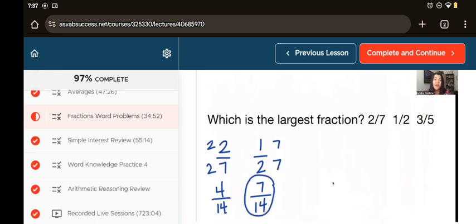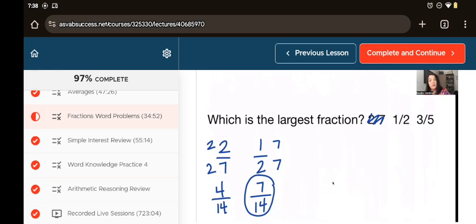It looks like this fraction is bigger. How do I know that? Because the numerator is bigger. So when we want to see if a fraction is bigger or smaller, we give them the same denominator, and we look to see which numerator is bigger or smaller. That's what we did here. So this tells us that 1/2 is bigger. This is not necessarily the answer to the question, because there's still another one. But we know we can eliminate 2/7 because it's smaller than 1/2.